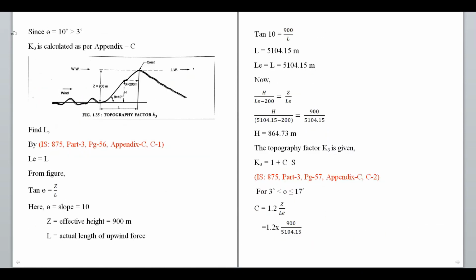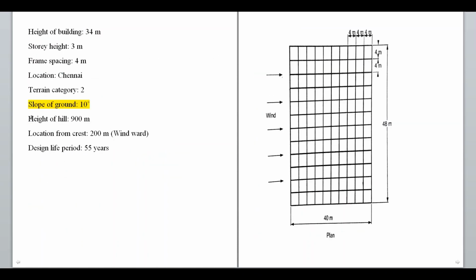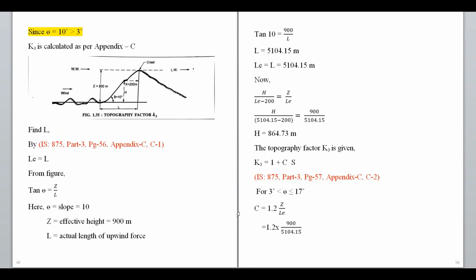Is theta, the slope of ground, more than 3 degrees? Then the KT calculation plus appendix applies. All this data is given in the example. Height of the hill is 900 meter, and the location from the crest is 200 meter windward. So by this data we can draw one figure here. Height of the hill is 900 meter, and the building location is here at X, 200 meter from the crest.